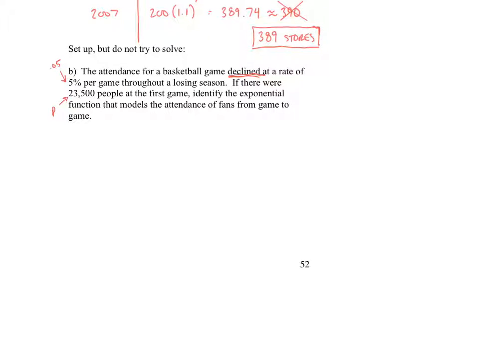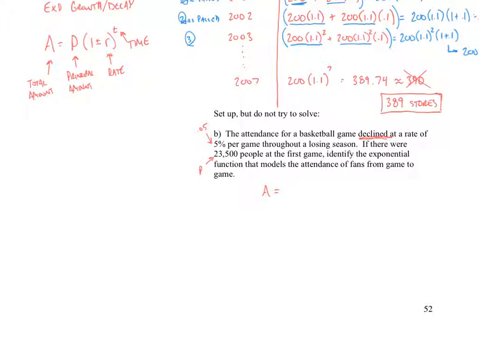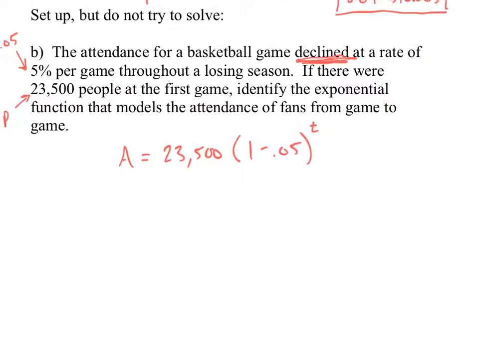So we're not going to get a number because we don't know how much time has passed. We don't know how many fans we've ended up with. So what we've got here is that the total amount of fans is going to equal the principal amount, right? The principal amount is 23,500 times 1 plus or minus. Well, we're talking about decay here, so we're going to use a subtraction sign. The rate to the t power. We don't know how much time has passed. So at the end of this, I would say you should rewrite it as 23,500 times 0.95 to the t power.